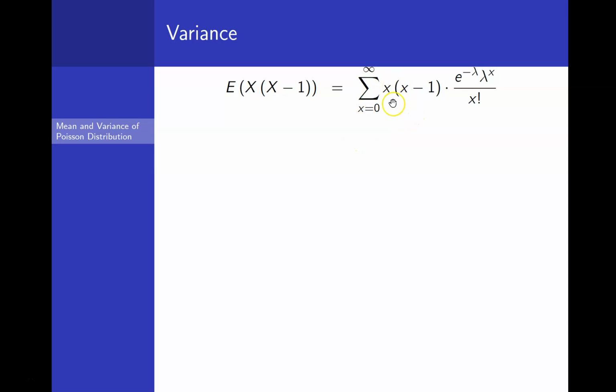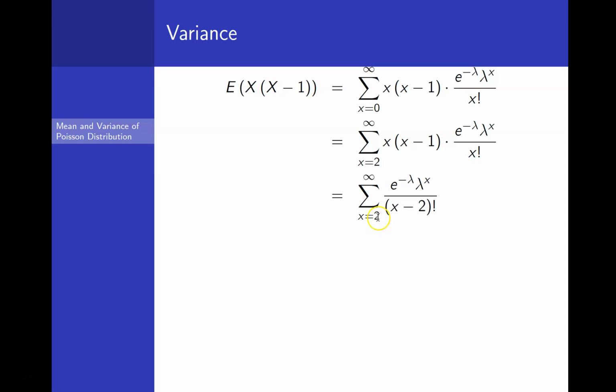All right, so same idea. Take the function that we're trying to find the expected value of, multiply it by the PDF. Here I notice that if I plug in 0 and if I plug in 1, I get 0 for the summand, so I might as well start it at 2. We can cancel an x and an x minus 1 with the x factorial on bottom, leaves us with x minus 2 factorial with the same numerator, e to the minus lambda, lambda to the x.